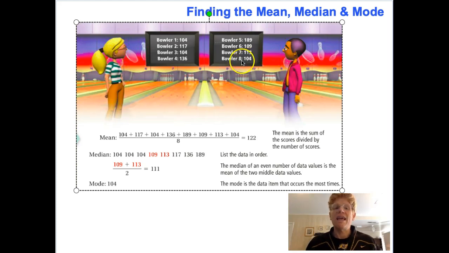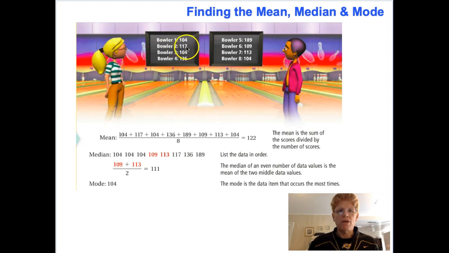A data set can have no mode, right? If none of the items occur more than once, then there's no mode. And it can have multiple modes. In our data set, if we had 3 occurrences of 117 as well as 3 occurrences of 104, then the mode would be 104 and 117.